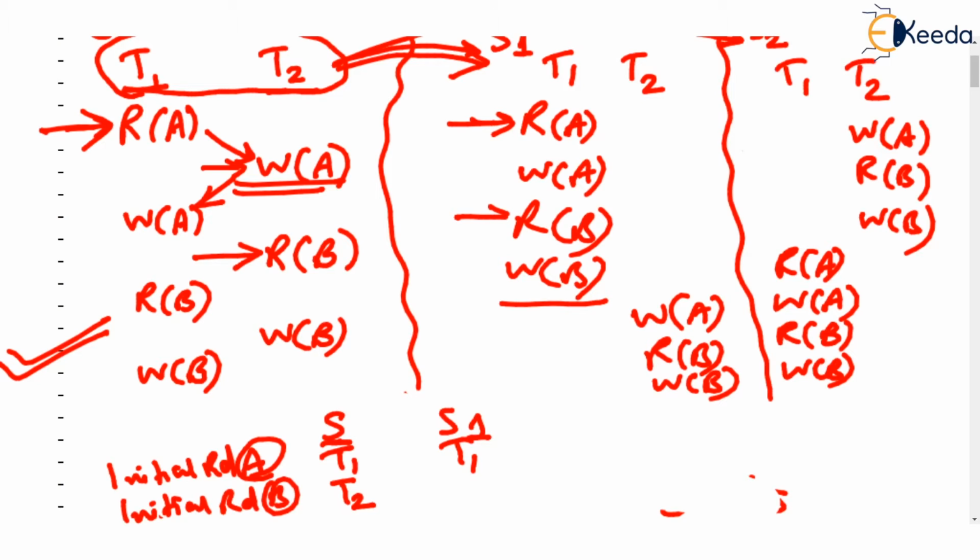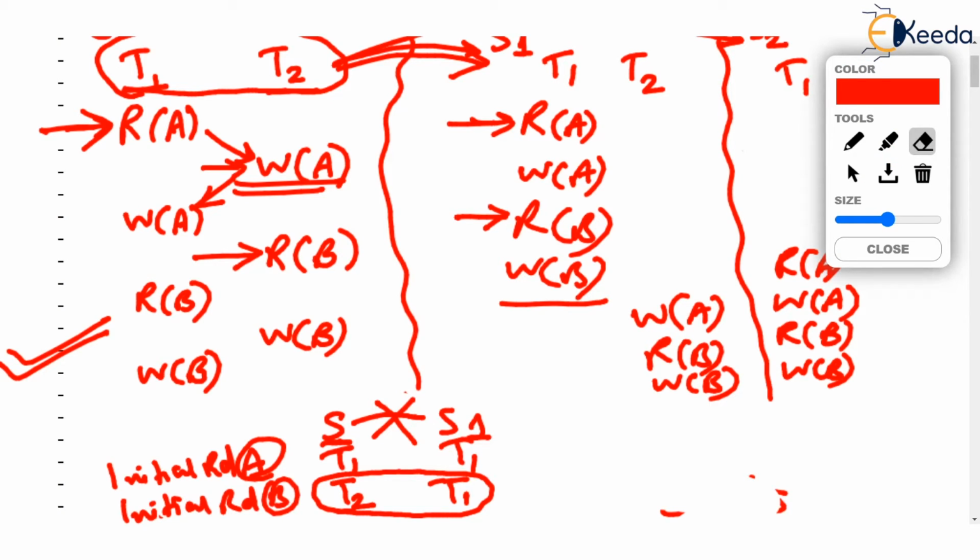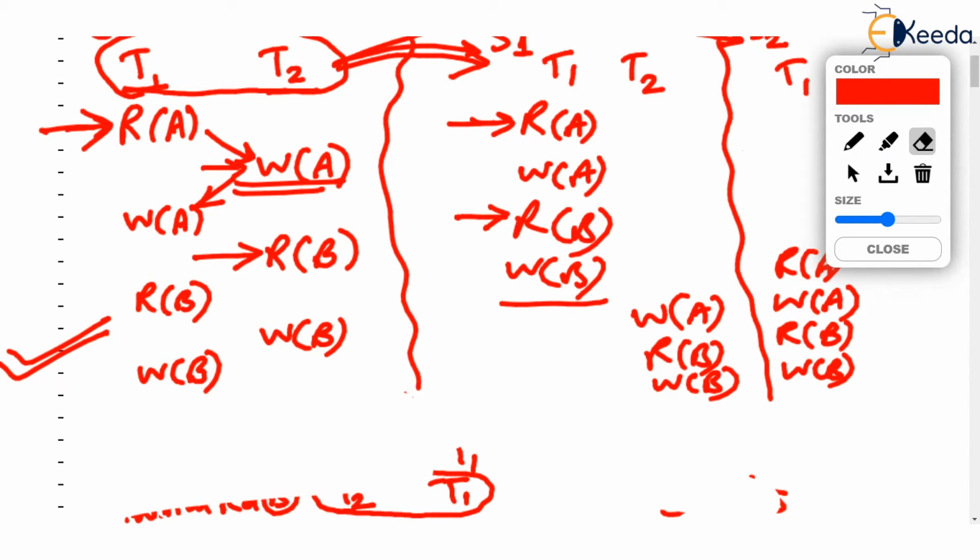Now you watch this. Initial read itself for data item B is not matching. I hope you are understanding. Then you can stop and say that S and S1 are not view equivalent. They are not view equivalent, definitely, because initial read itself is not matching. If initial read is not getting satisfied, then don't waste your time in checking final write and other conditions.